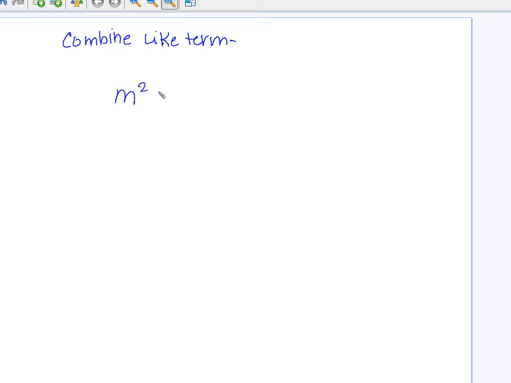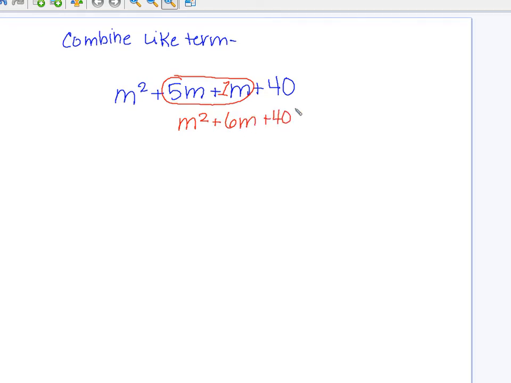m squared plus 5m plus m plus 40. The only two things that are exactly the same are these ones. Now this one doesn't have a number, but when it doesn't have a number, that means it has a 1 in front of it. So 5 plus 1, so your new answer would be m squared plus 6m plus 40. So you need to combine like terms.